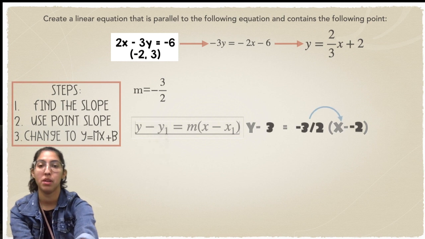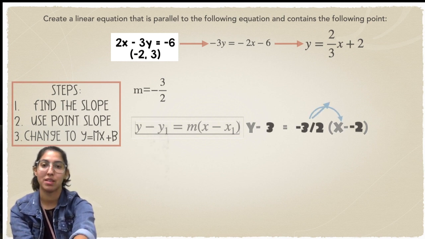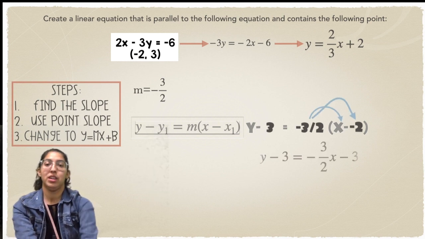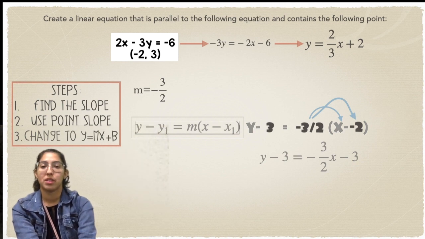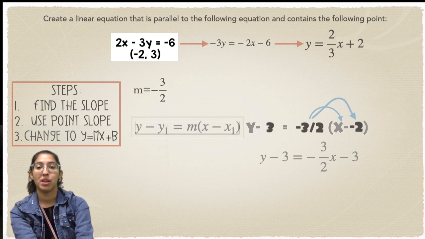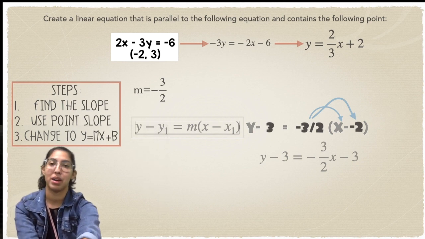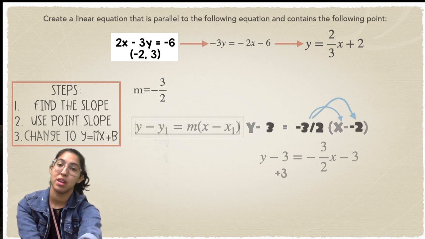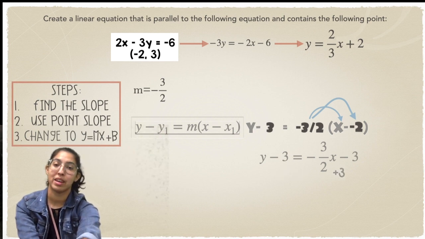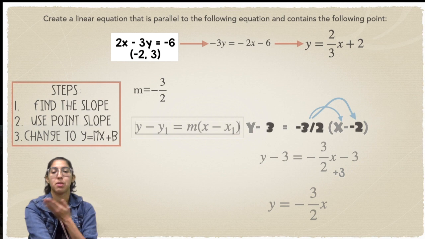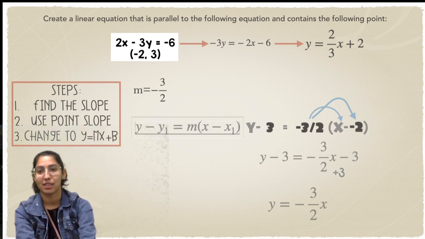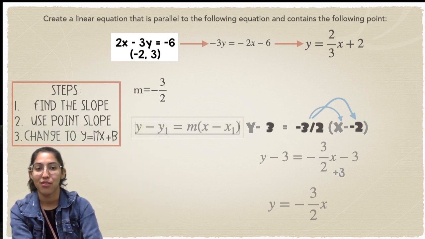Distribute what we know. And again, double negative, make it a positive. So y minus 3 equals negative 3/2 x minus 3. So what would I do next? I would add 3 to both sides because I want that y to end up by itself. So y minus 3, I would do plus 3 to like terms only. So y equals negative 3/2 x. And that is it for that one.